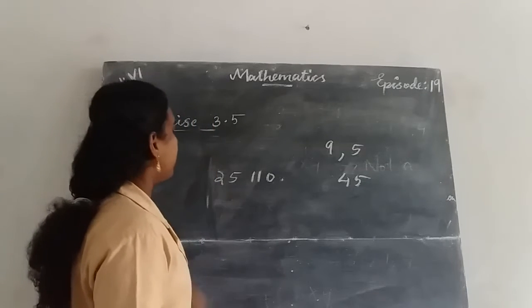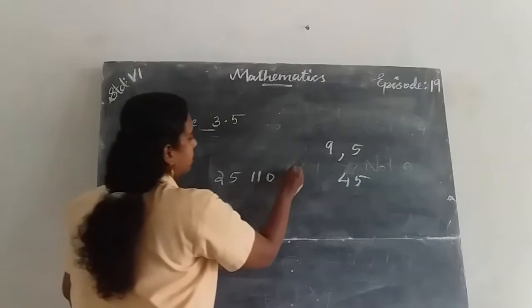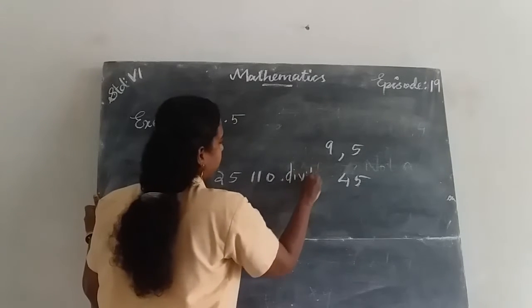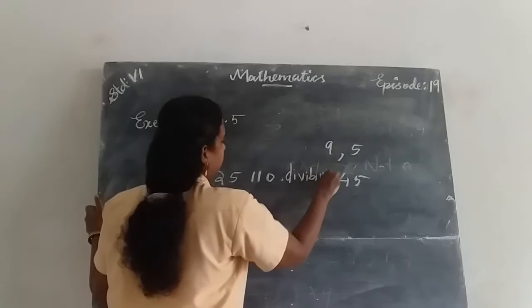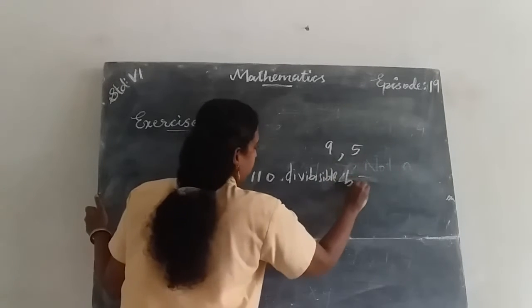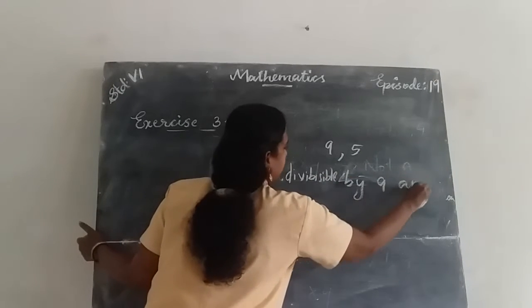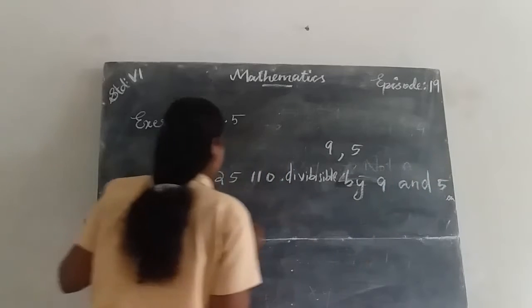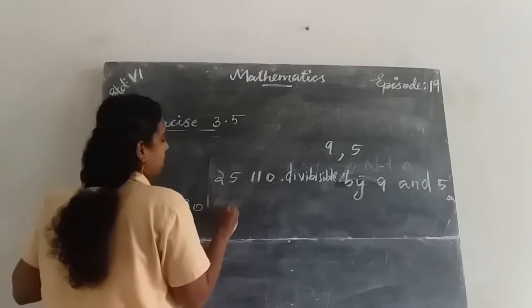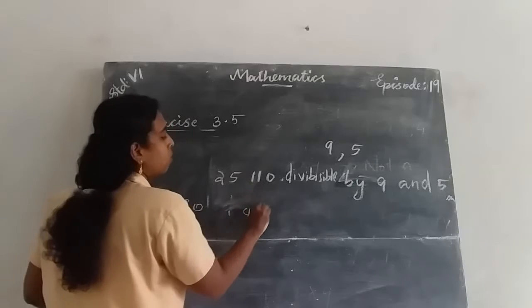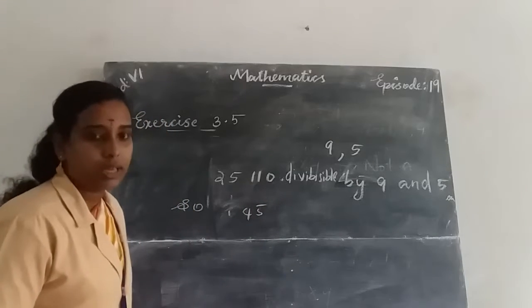So 25,110 is divisible by 9 and 5, so it is also divisible by 45.